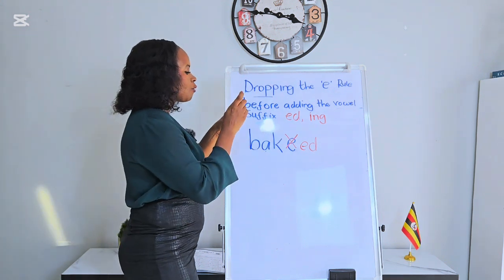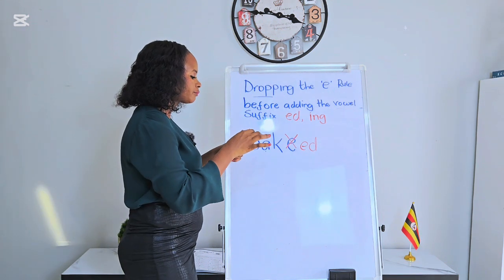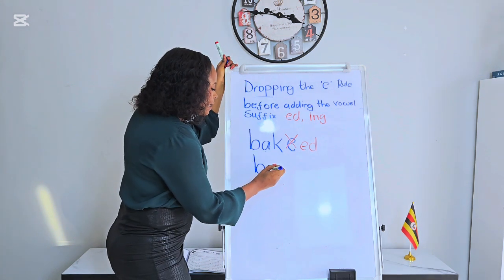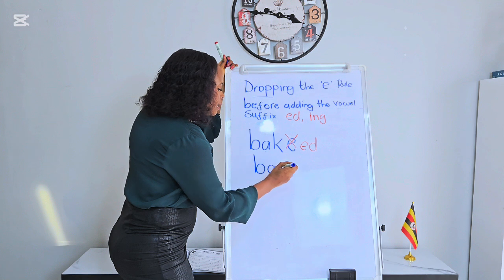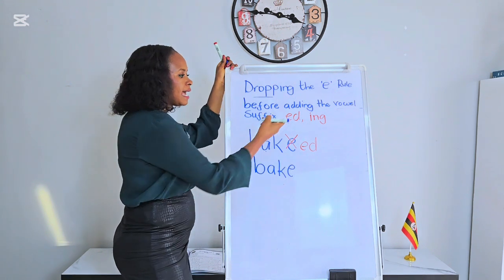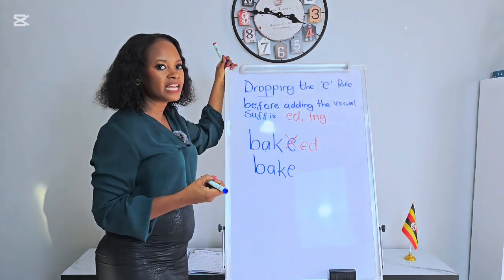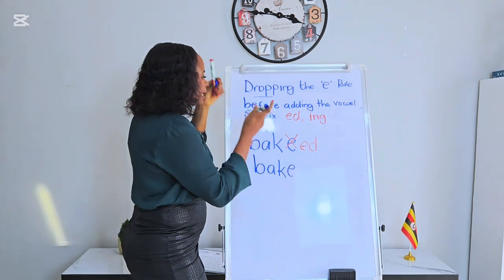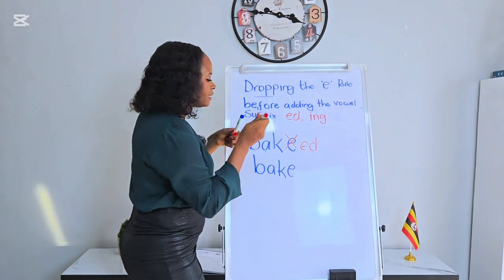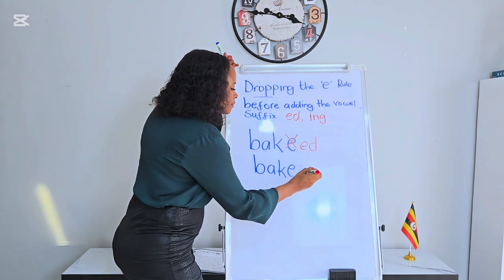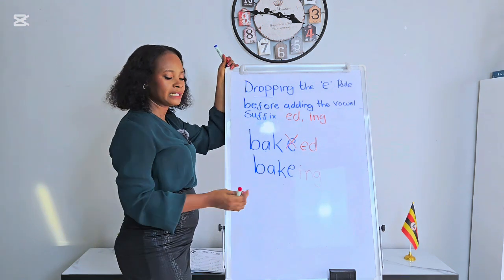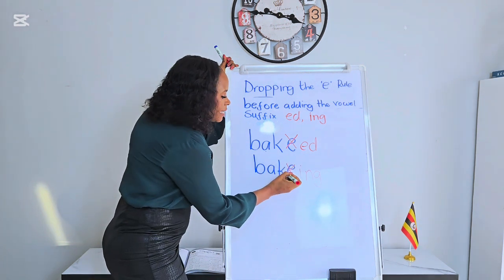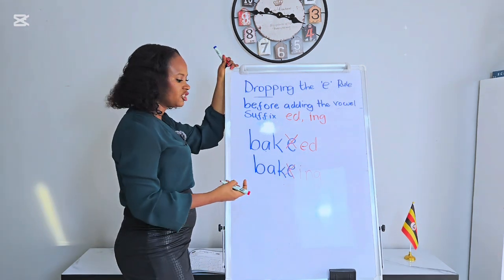How about if I want to write the word baking? What's the original word? The original word is bake. B, A, K, bake. I want to add the vowel suffix ING to show that the baking is happening now. Am I going to add ING? Okay, let's add it. Is that correct? Is that how we write the word baking? No. Drop the E and then add ING.